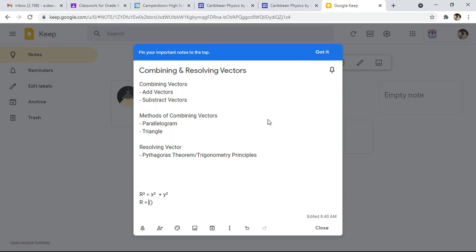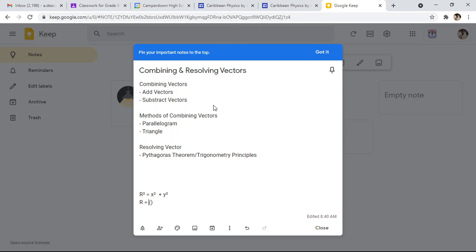Square root, where are you? Where is the square root sign? Those are arrows. I think the square root sign is over there.